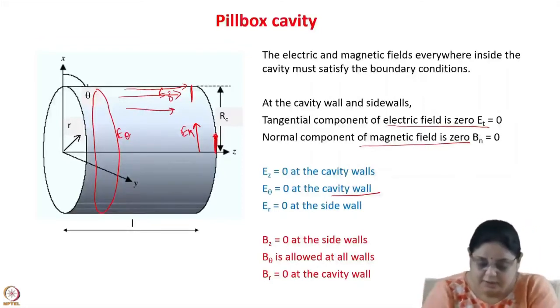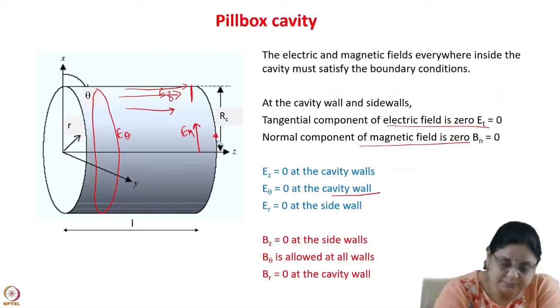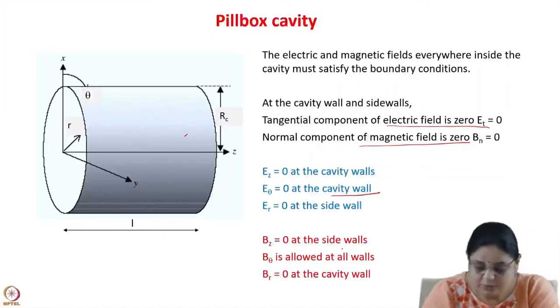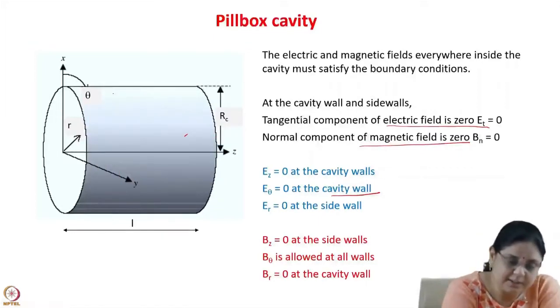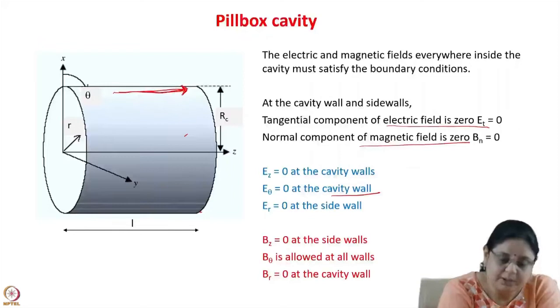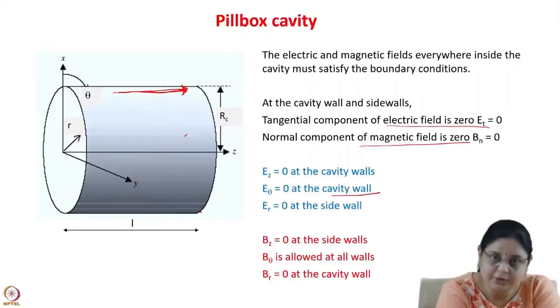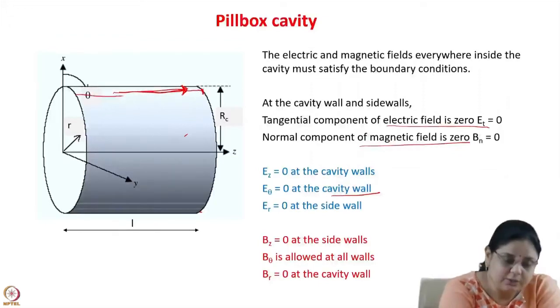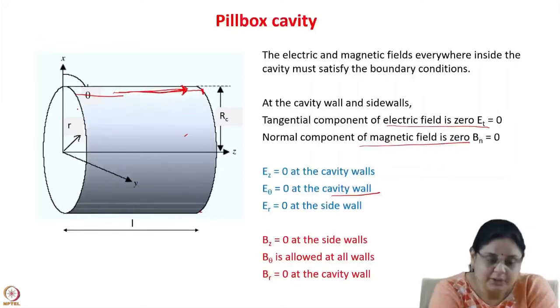Similarly, for magnetic fields, BZ is equal to 0 at the side wall. So BZ is this component. For the cavity walls here, it is the tangential component, and the tangential component of magnetic field need not be 0. The normal component of magnetic field is 0. However, at the two end walls, it is a normal component and it has to be 0.